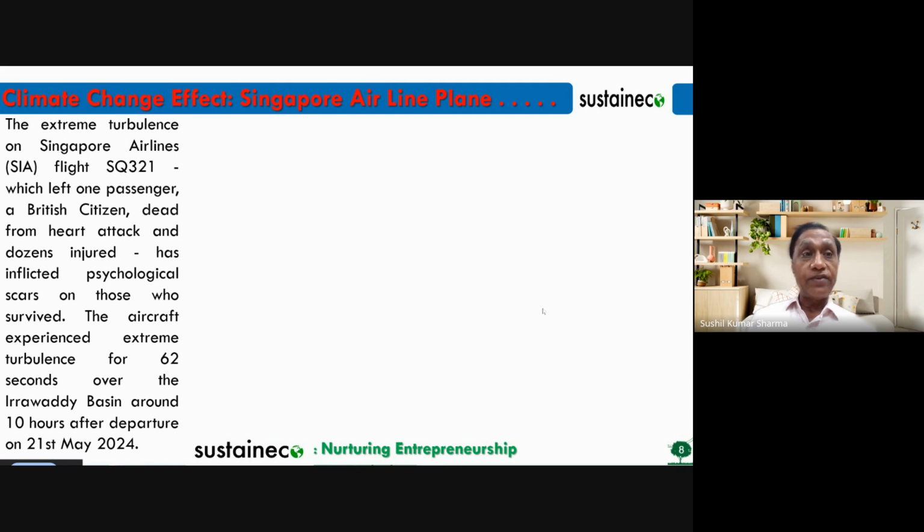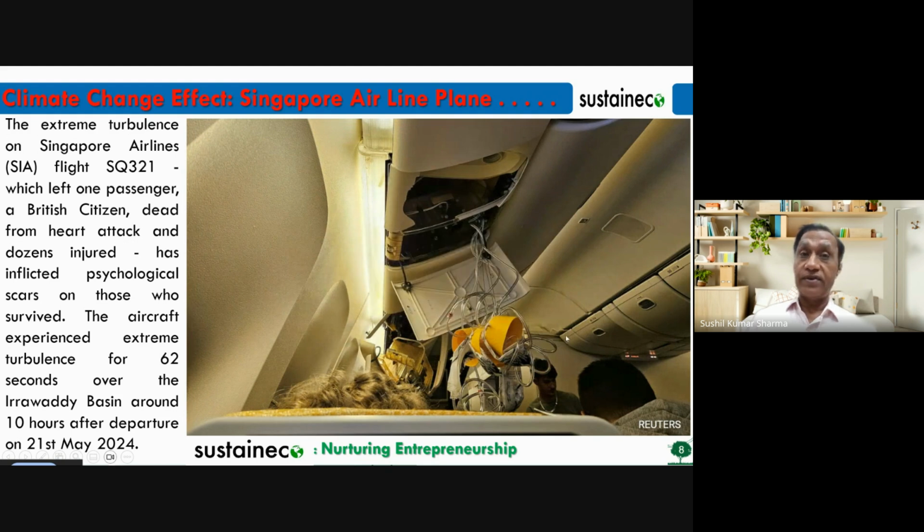The extreme turbulence on Singapore Airlines, I'm sure many of you must have seen it in news channels or social media, left one passenger, a British citizen, dead from a heart attack and dozens injured, and has inflicted psychological scars on those who survived. The aircraft experienced extreme turbulence for 62 seconds over the Irrawaddy Basin around 10 hours after departure on 21st May 2024. So this is 2 weeks before. And see the interior of the aeroplane as a result of the sudden jerk.